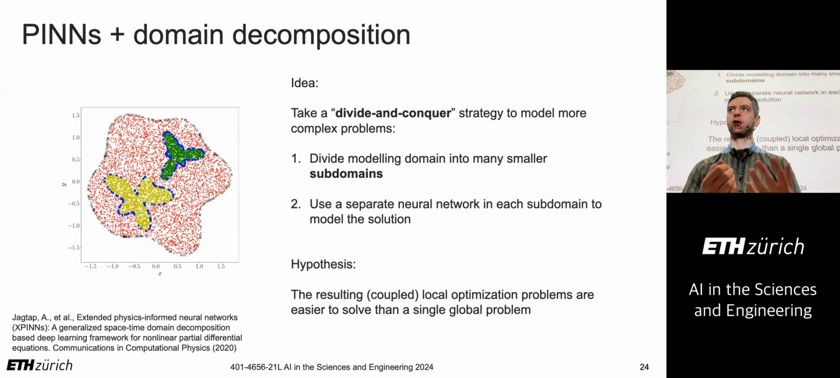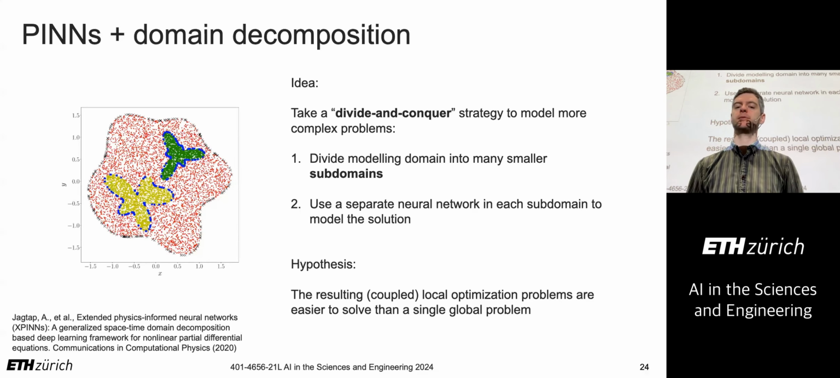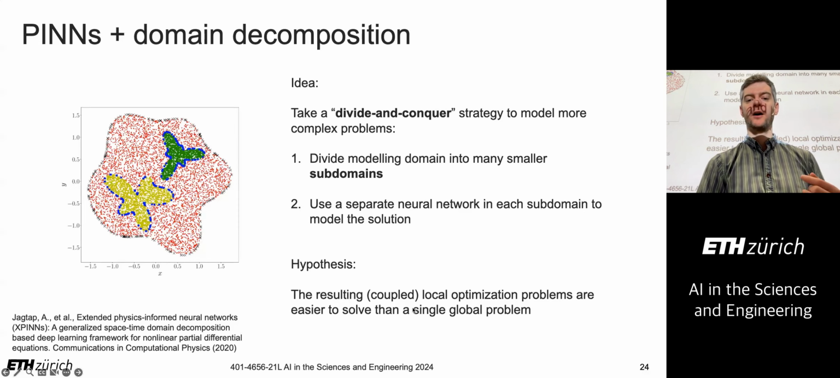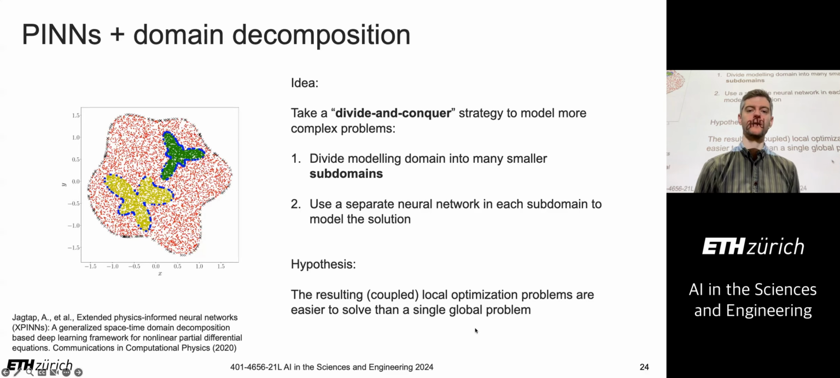What if we take a divide and conquer approach where we try and turn that big global optimization problem into lots of smaller, perhaps coupled optimization problems? And just the hypothesis here is that if we take a divide and conquer approach, then those coupled optimization problems are easier to solve than the single global optimization problem.